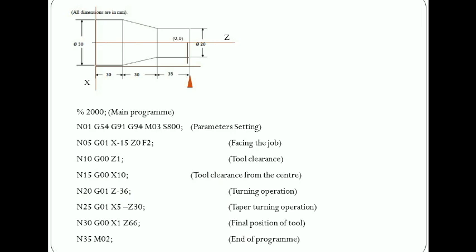So next the tool will move rapidly, that is N30 G00 X1, that is 1 mm in the X direction, and Z66. So thus it reaches the final position of the tool. So finally I am going to end the program.